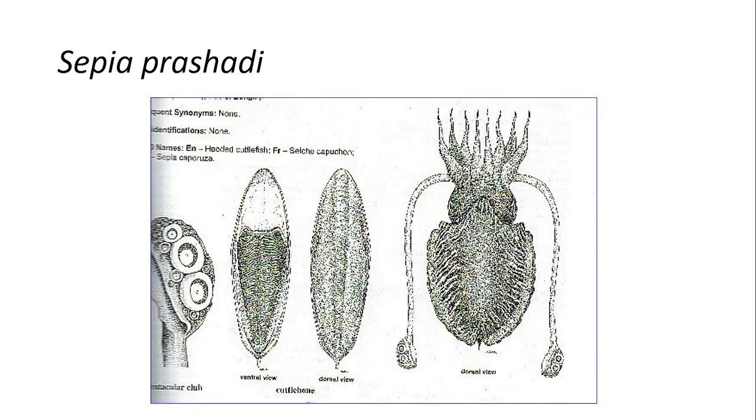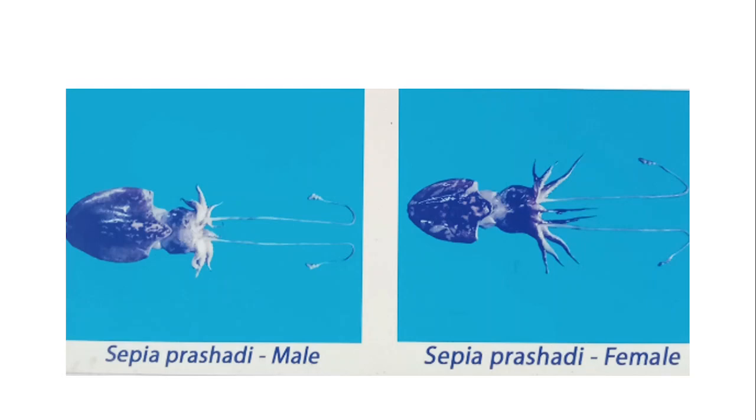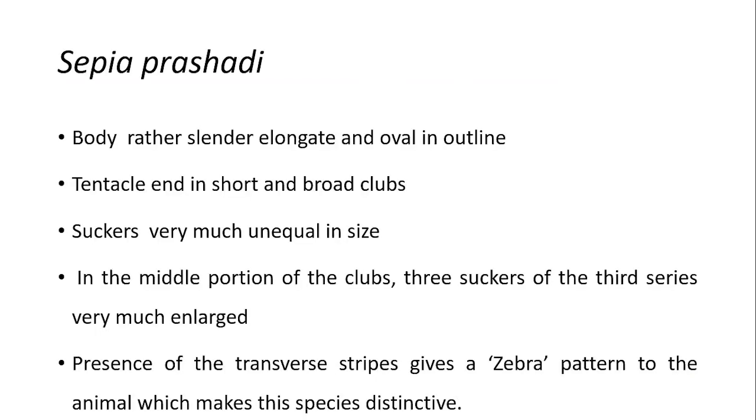Next, we move to Sepia prashadi. In Sepia prashadi, we can see the photographic images are similar to Sepia pharaonis. The appearance looks just alike, but it is very distinct, and it comes under the Acanthosepion complex. This is a male and female specimen of Sepia prabhari.